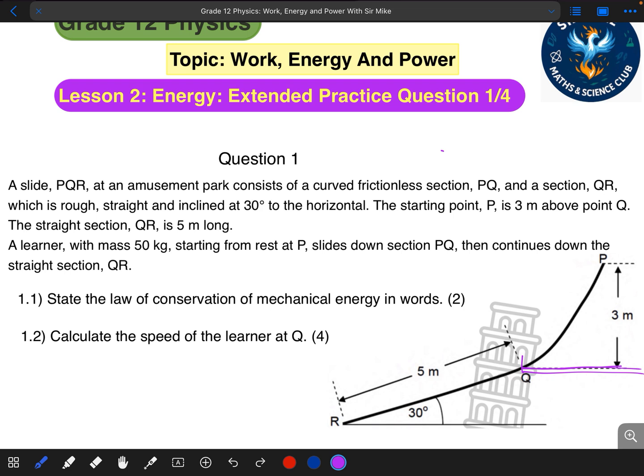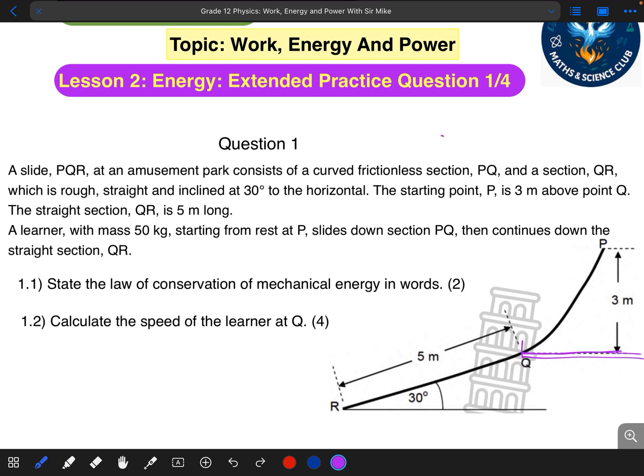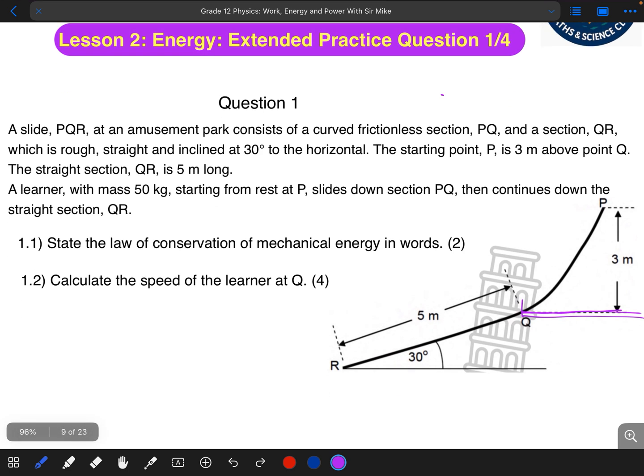In this case, they say that for 1.2, calculate the speed of the learner at Q, at that point there. Since we know that the learner started from this point, and this is a frictionless surface, we can use the mechanical energy there. So what we are simply going to do is say that the mechanical energy at point P is simply equal to the mechanical energy at point Q.